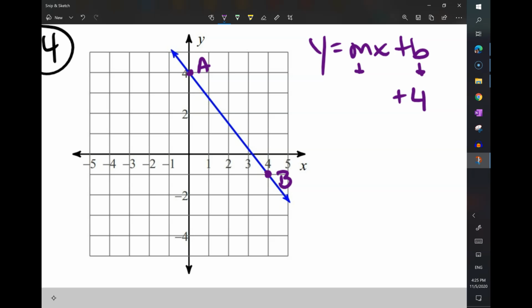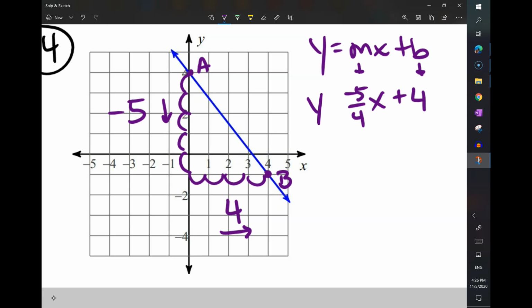So to get from point A to point B, I have to go 1, 2, 3, 4, 5. That's 5 units down, which means it's a -5. So far I have -5. Then I have to go 1, 2, 3, 4 to the right. 4 to the right is a +4, so it's -5 over 4x. So my equation is y equals -5 over 4x plus 4.